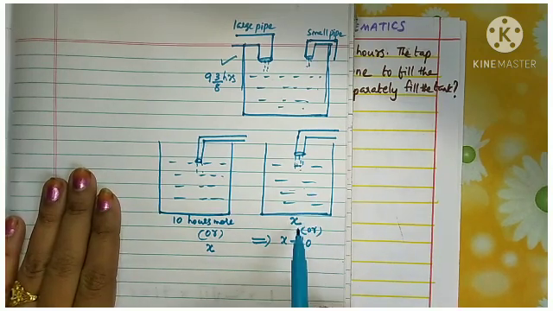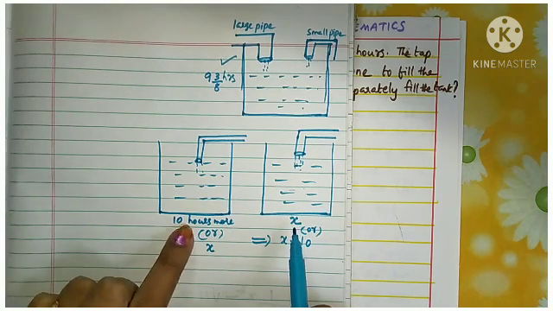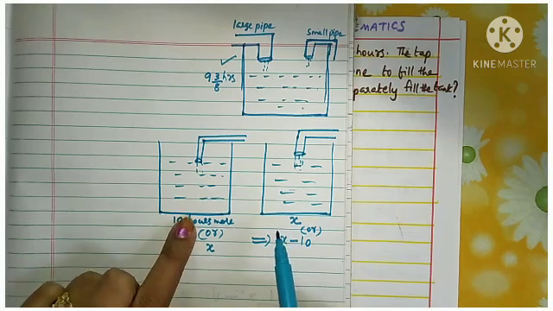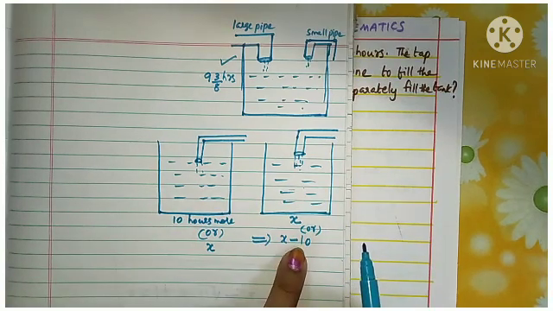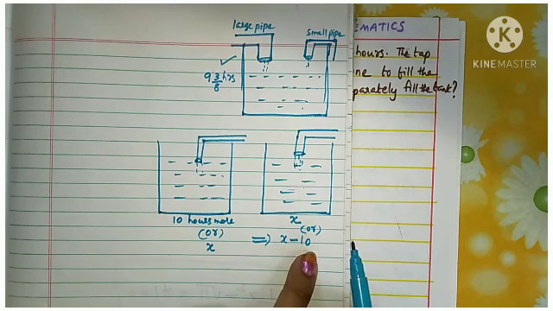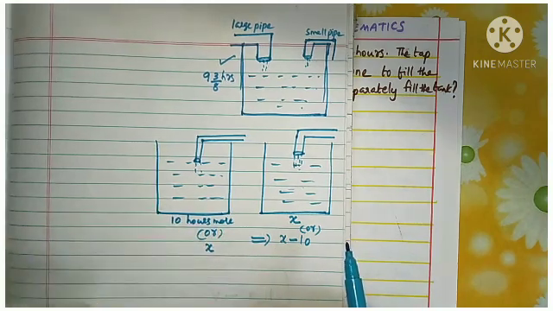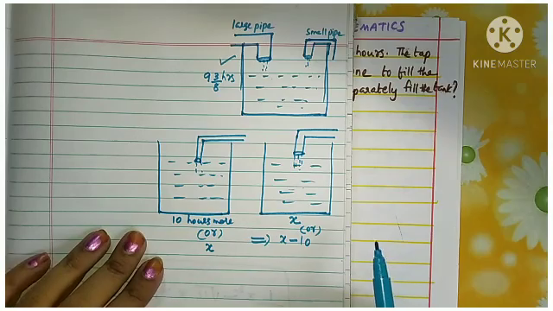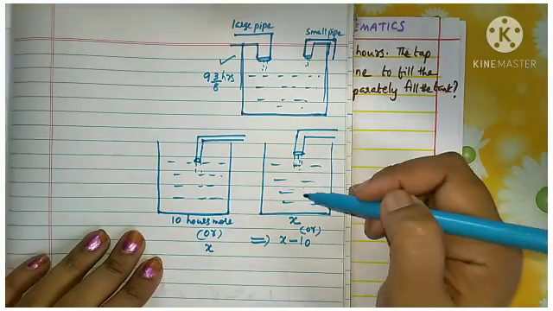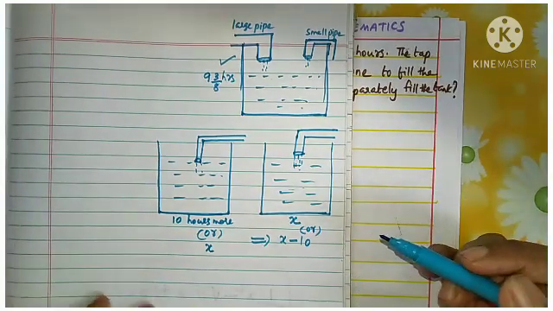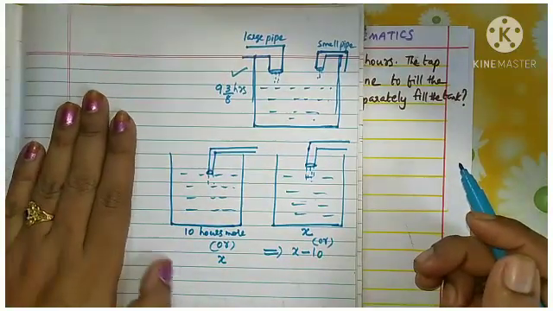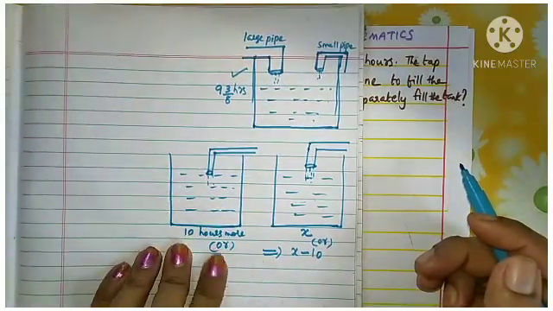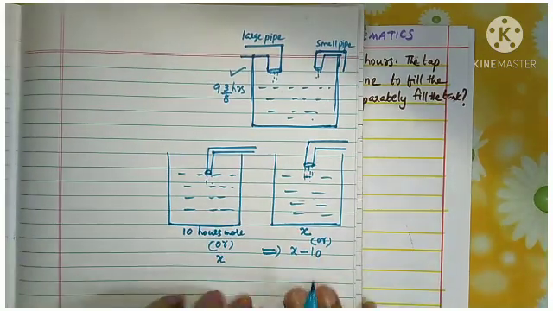If you assume the time taken for the larger pipe is x, then the smaller pipe is 10 hours more. Or if you take the smaller pipe's time as x, then the larger pipe will take 10 hours less. So either way you can assume your variable. These are the two different situations discussed in our problem. Now I think you understand how we are taking the variables. Now we can go to the solution.